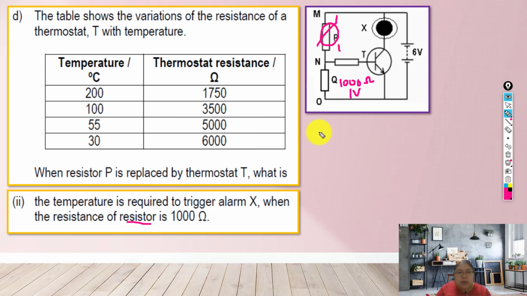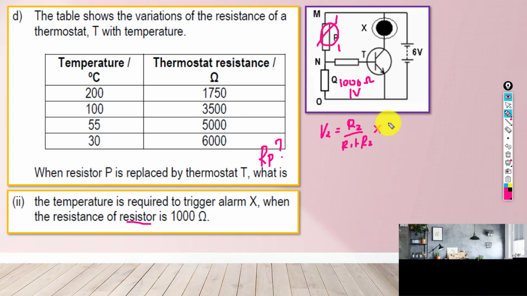Okay, now the question they want to find is what's the temperature of the alarm? This one, the thermostat. What's the temperature? So you need to find the temperature here, must know the resistance. So we need to find RP. RP is how many? So we do the calculation again. V2 equals R2 over R1 plus R2 multiplied with the total V.